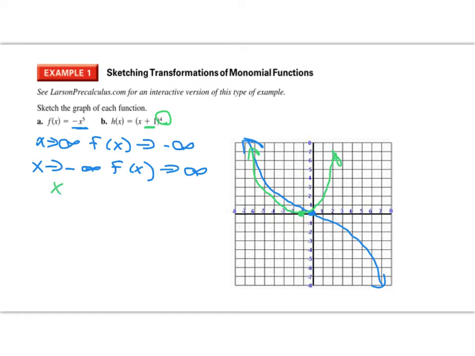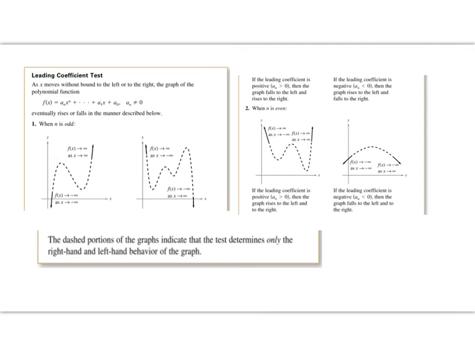Again, as x approaches infinity, f of x is going to go to infinity. And as x approaches negative infinity, f of x is going to go to infinity because it's acting like a parabola. Okay, this is just a review. Again, we're just looking at the leading coefficient. Like I said before, if you look at this dashed area right here, we don't care what's going on there because the leading coefficient just tells us what happens at the end.